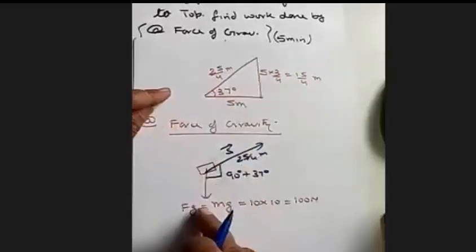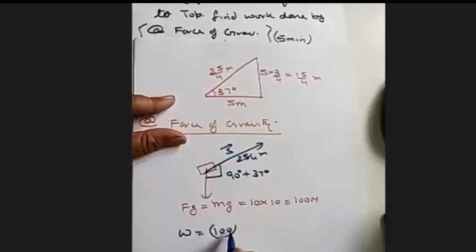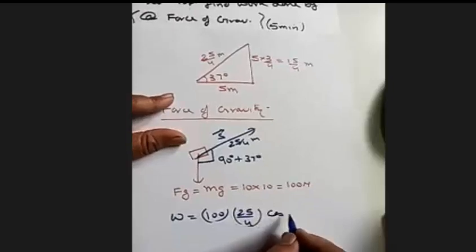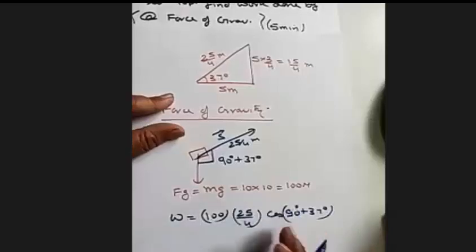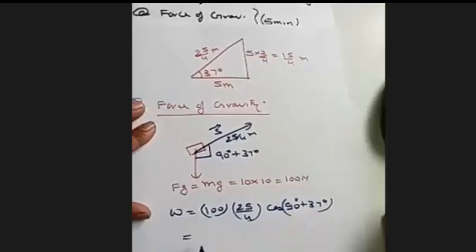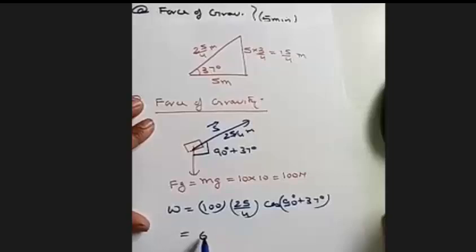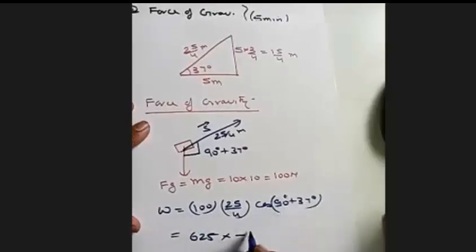So work done is constant force is there. So work done will be F dot S, force 100, displacement 25 by 4, and cos of angle between them, cos 90 plus 37. What is cos 90 degree plus theta? Minus sin theta. Okay. So this is 625. Okay, 100 into 25 by 4 is equal to 625. And it is minus sine 37. Sine 37 is 3 by 4.